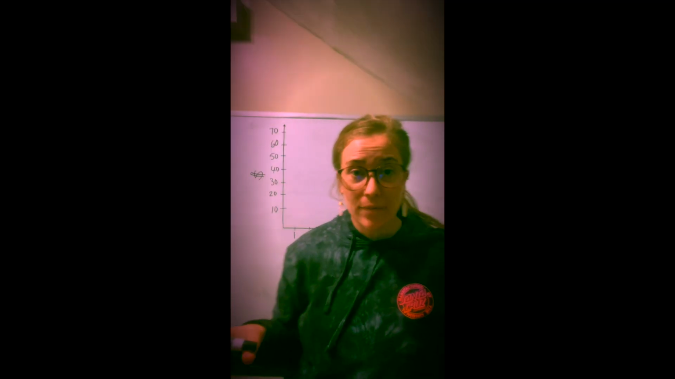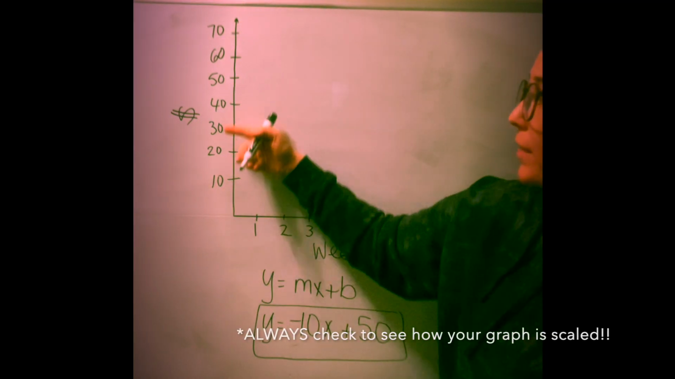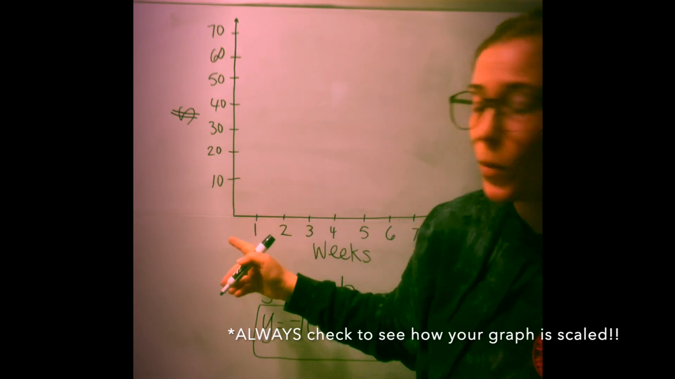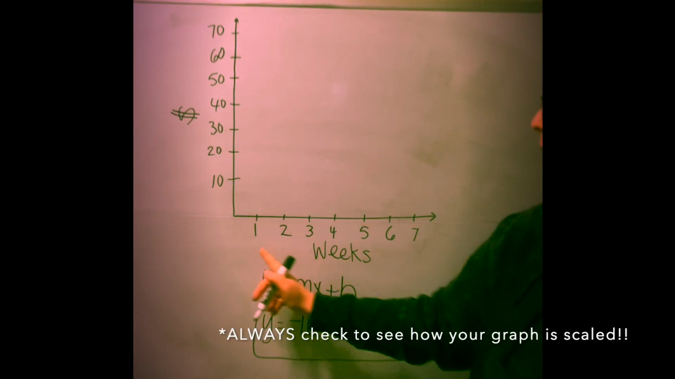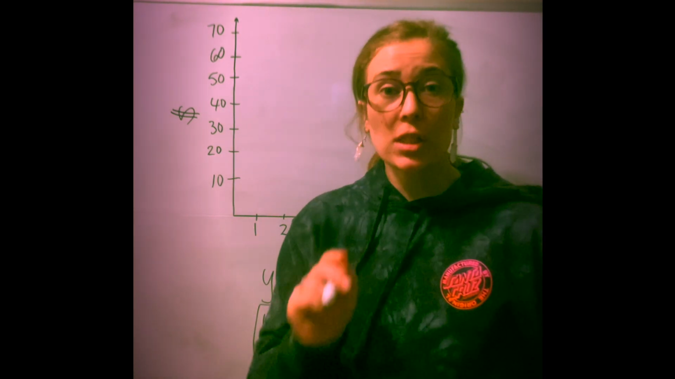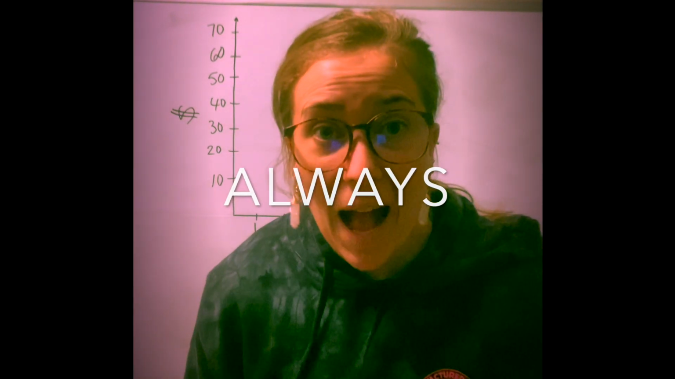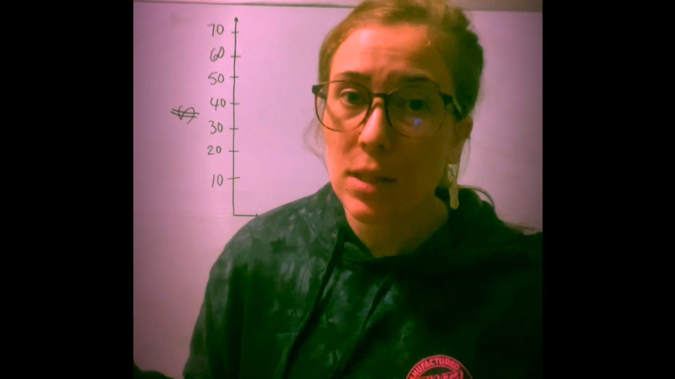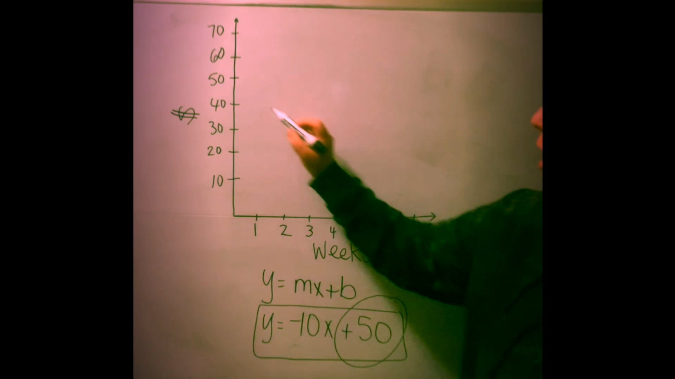Now let's go ahead and graph this. On our y-axis, we have the amount of money that Mrs. Shannon starts with, and on our x-axis, we have the number of weeks that she spends it. Now you know what to do. First things first, always graph the y-intercept, or in this case, the starting value first. The starting value is $50.